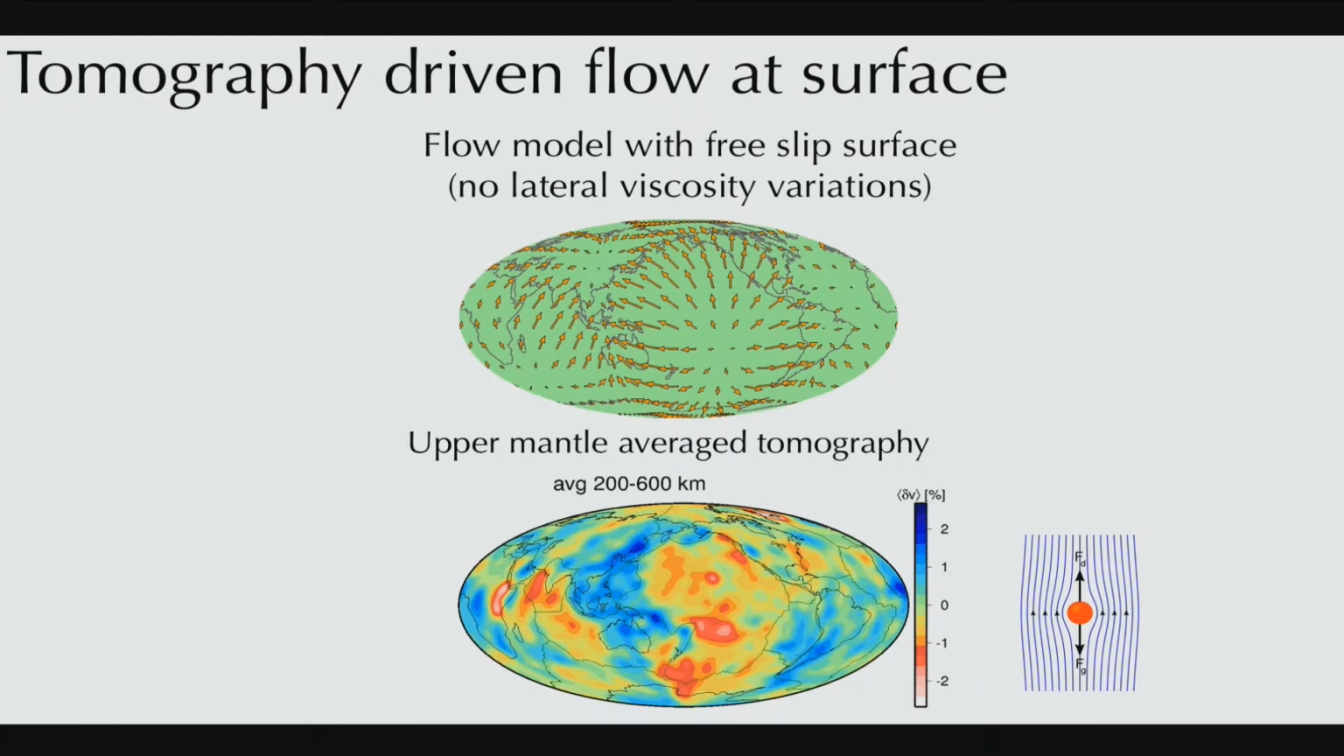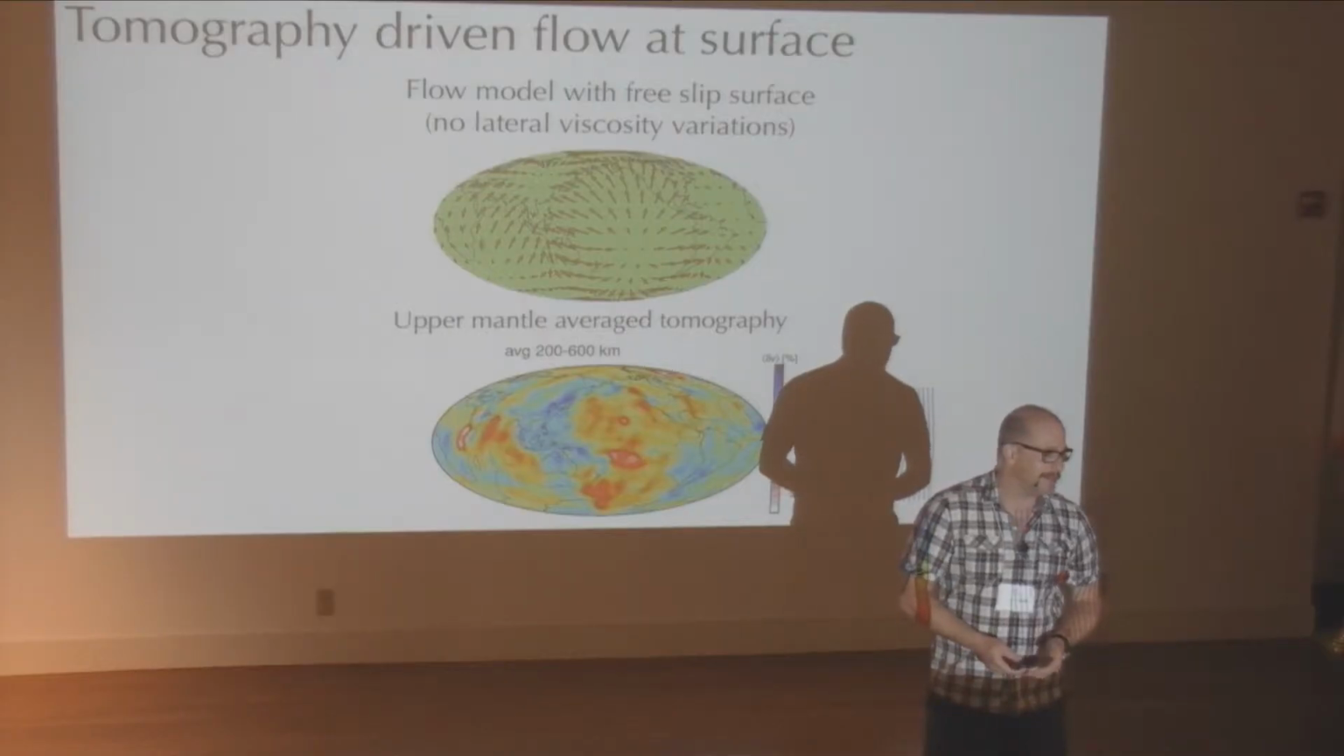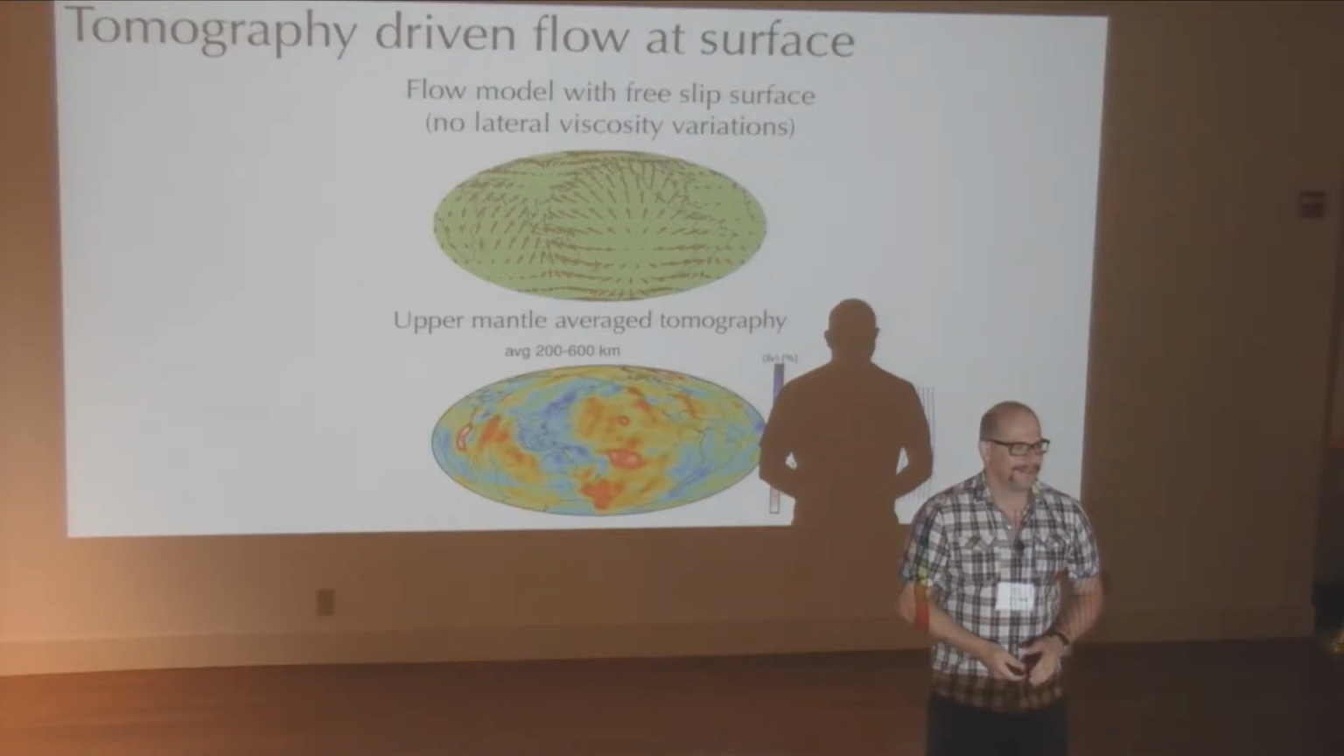Okay, so let's do this, and let's run a computation that's basically just like the Stokes sphere, only that we've now put in anomalies, in this particular case from tomography, and we can solve those equations, and we can predict flow at the surface of the Earth. This is a model that has free slip. Things can move whichever way they want. It doesn't have any lateral viscosity variations. Does that look a lot like plate velocities? A little bit, maybe? No, not at all.